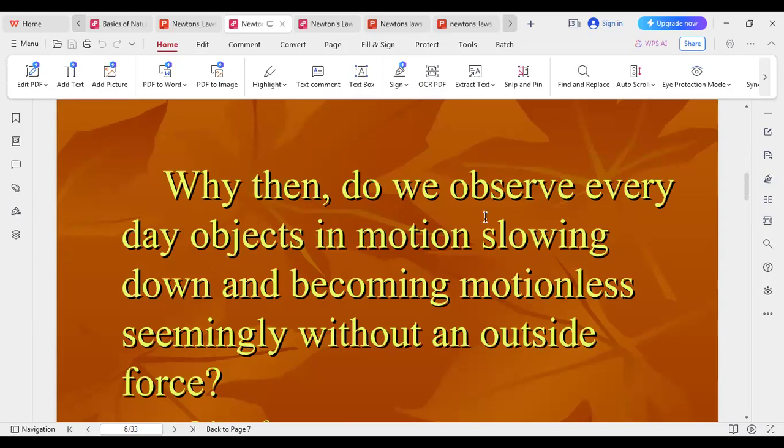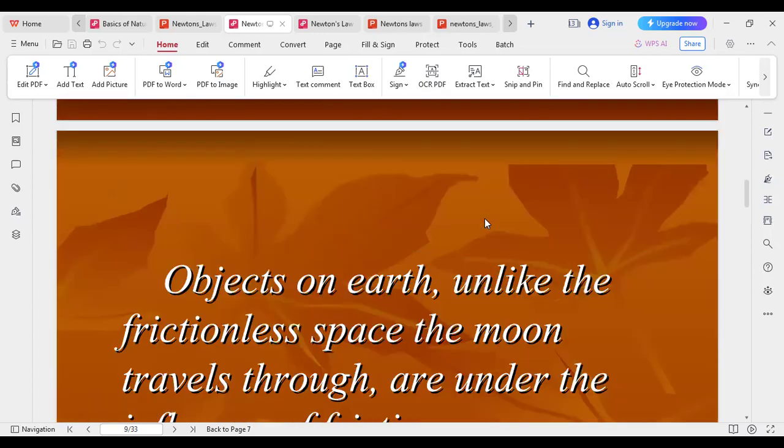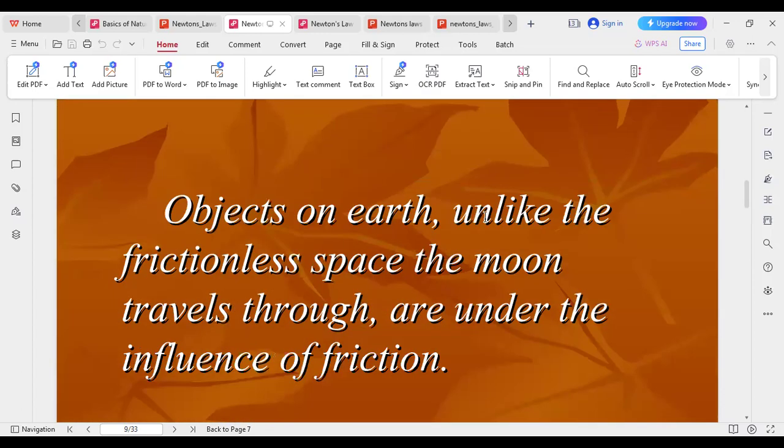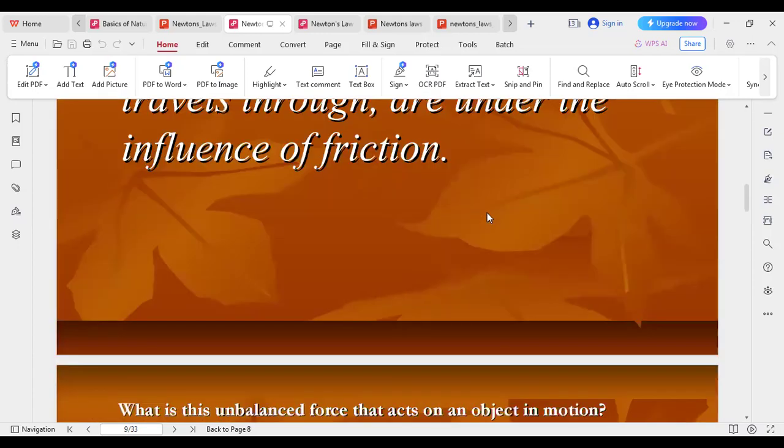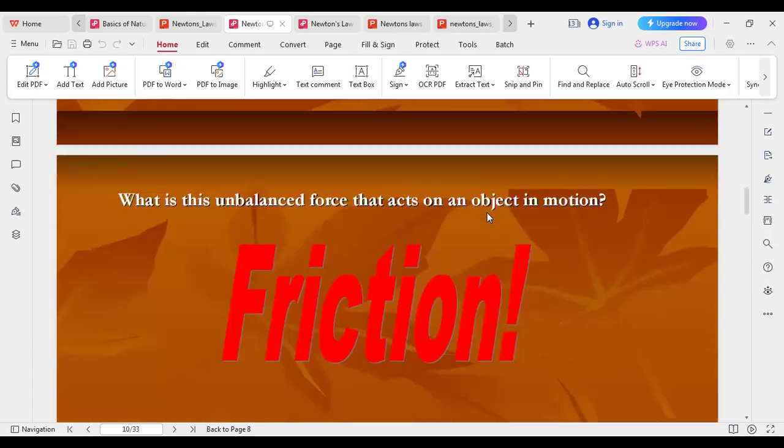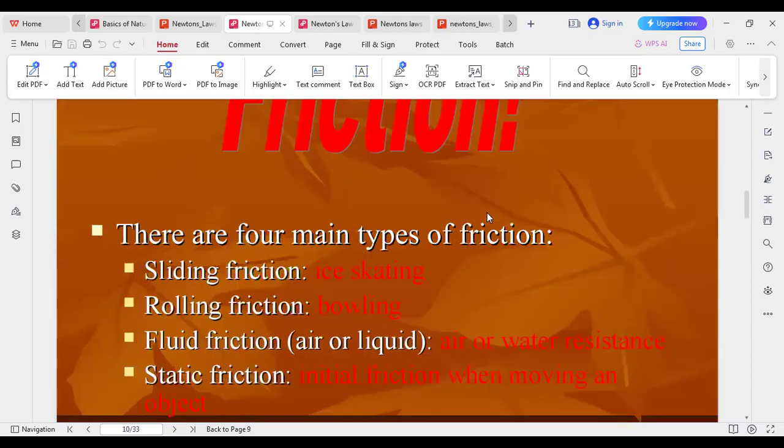So why then do we observe everyday objects in motion slowing down and becoming motionless, seemingly without an outside force? Objects on Earth, unlike the moon traveling through frictionless space, are under the influence of friction. Friction means torsion. So what is the unbalanced force that acts on an object in motion?